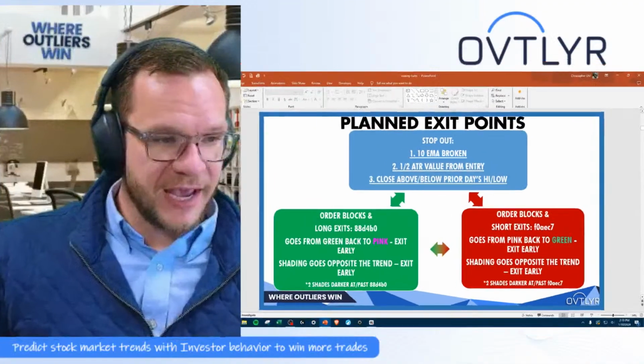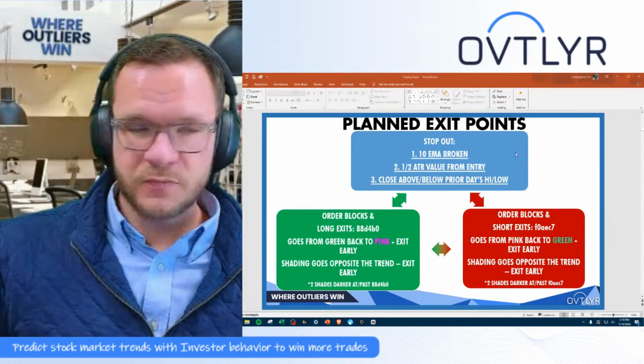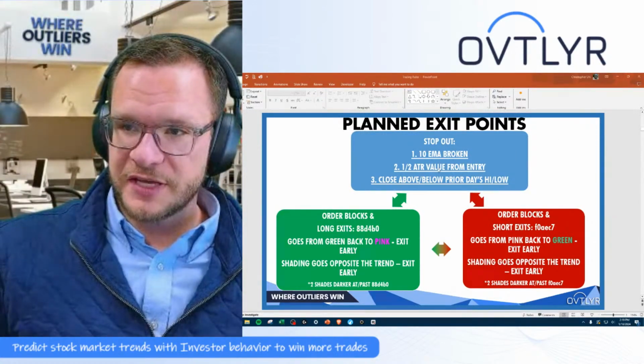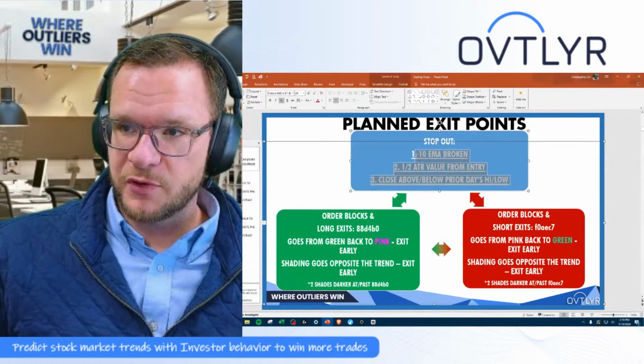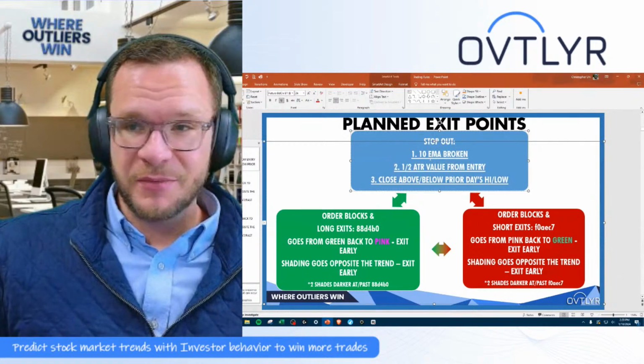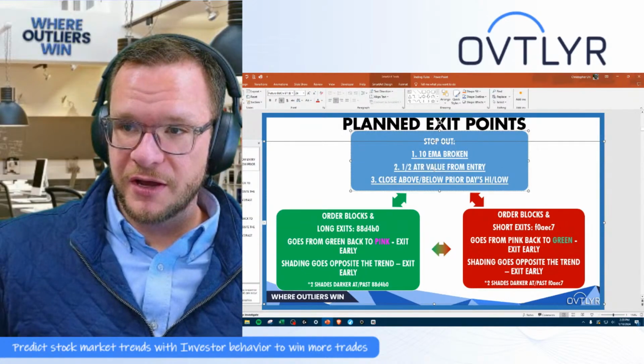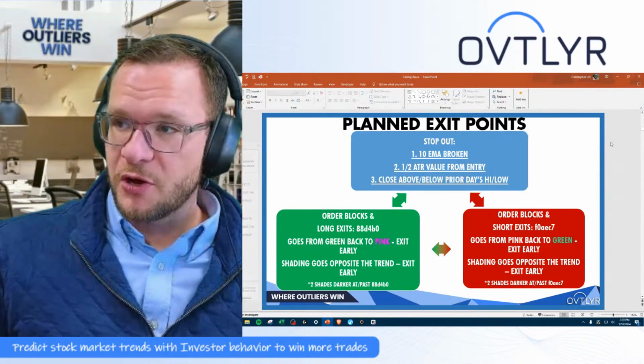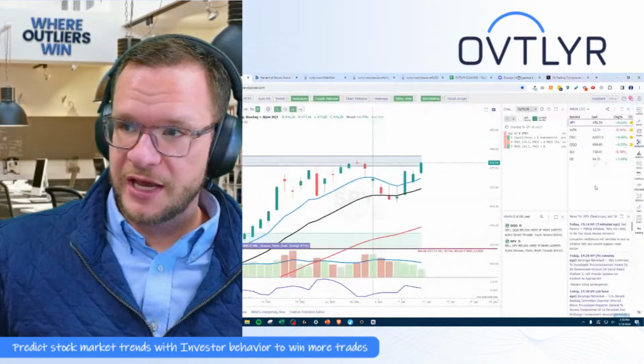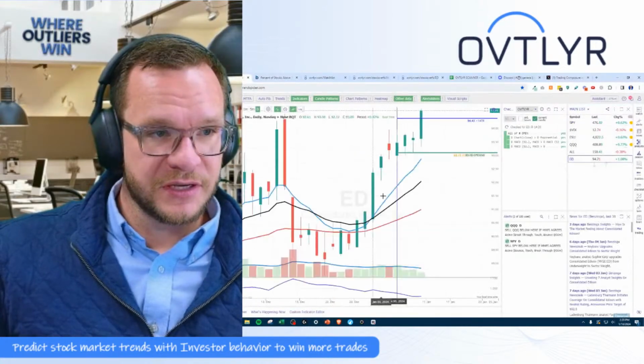So let's go take a look at our existing positions right now, and we'll cover the stop out points and then our selling into strength points. So a break of the 10 EMA, a half ATR from entry, or close below yesterday's low. Let's take a look at ED first.